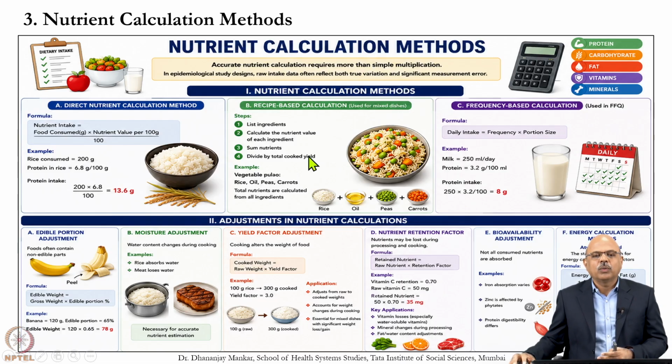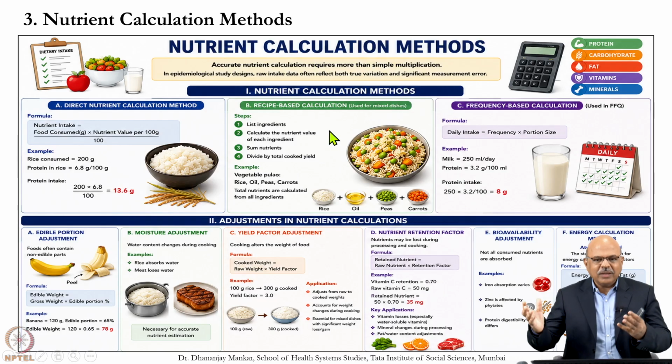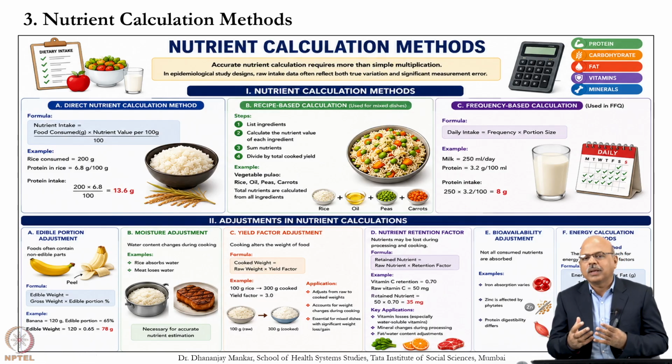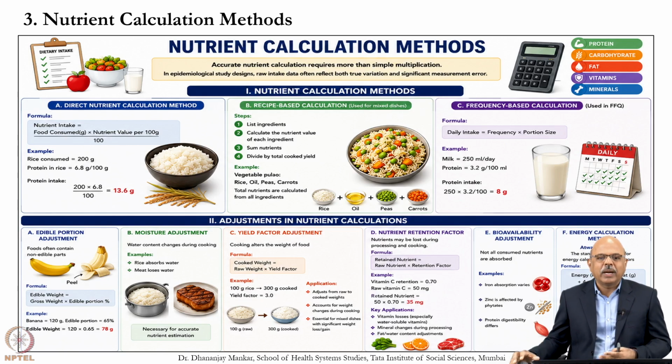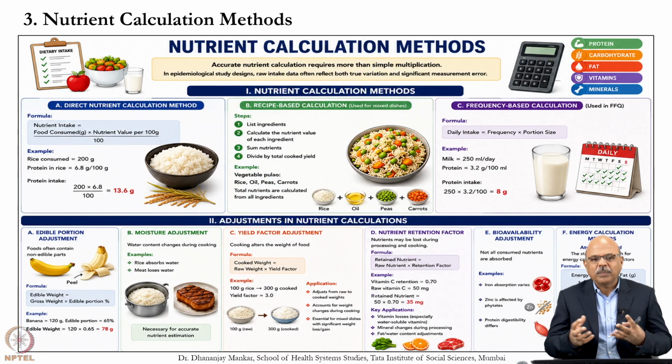Okay. Then we will talk about the recipe based calculation. Indians, as you know, are more fond of preparing mixed dishes. So you take the list of total ingredients, calculate the nutrient value of each ingredient, sum up the nutrients and divide by the total cooked meal. You may have rice, oil, chickpeas, carrots and a whole lot of other things. An example is vegetable pulao. So the total nutrients are calculated, you get the ingredients and understand the mix of that. That is recipe based mixed calculation.